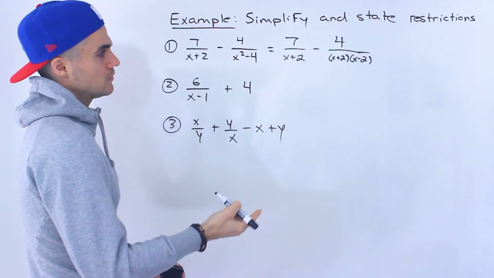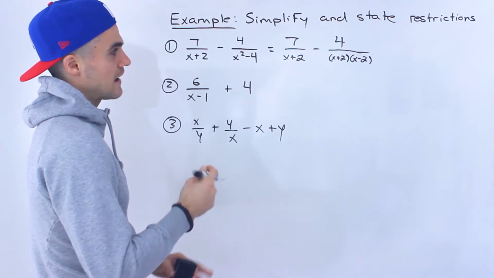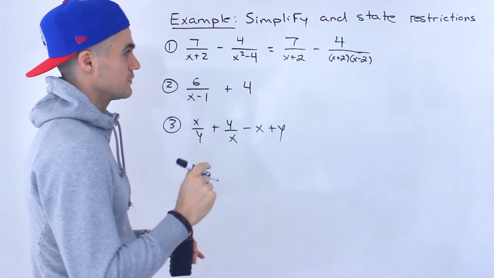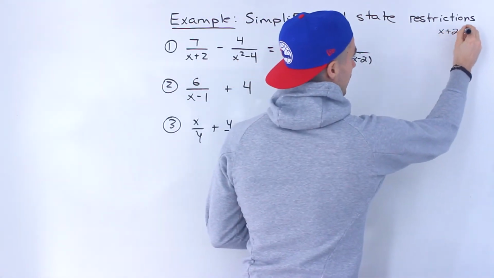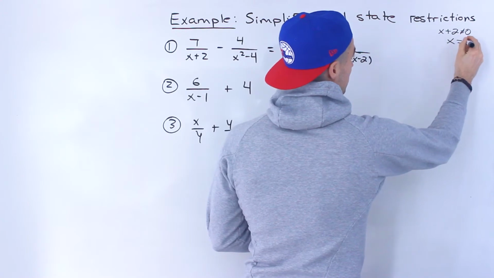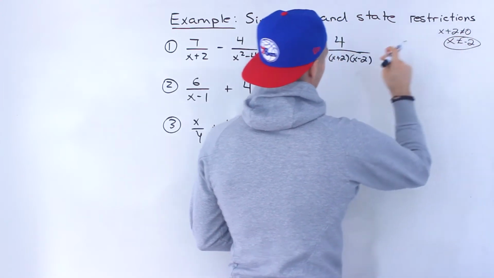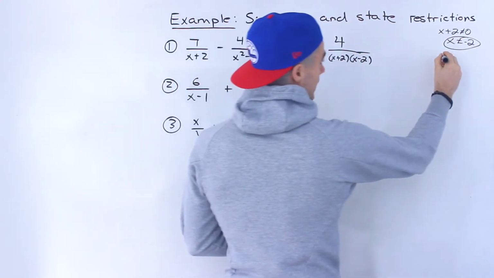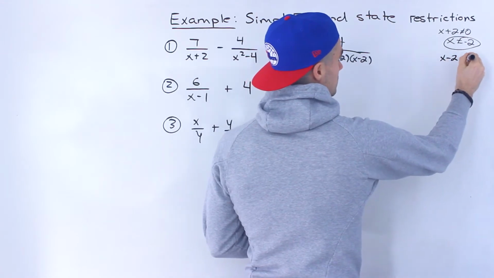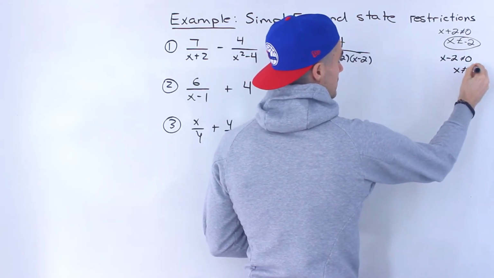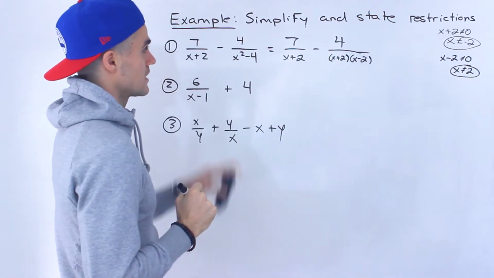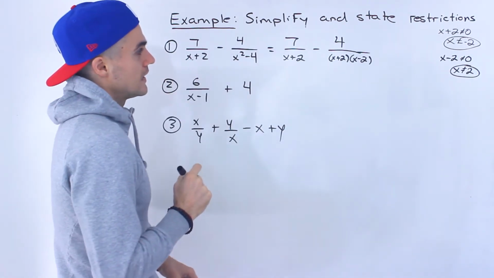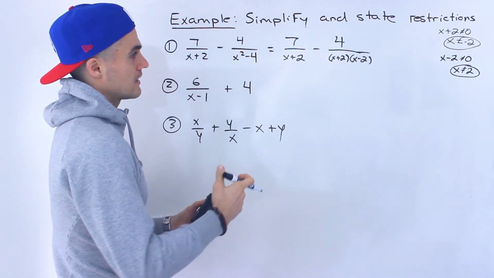At this point, what you want to do is find the restrictions before you start simplifying. So x plus 2 cannot equal 0, which means x cannot equal negative 2. And right here, x minus 2 cannot equal 0, so x cannot equal positive 2. Those are the two restrictions for this question in particular. Now what we can do is simplify this.